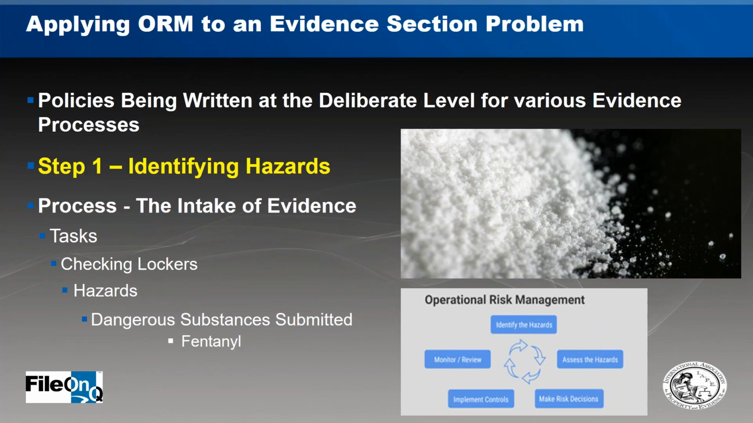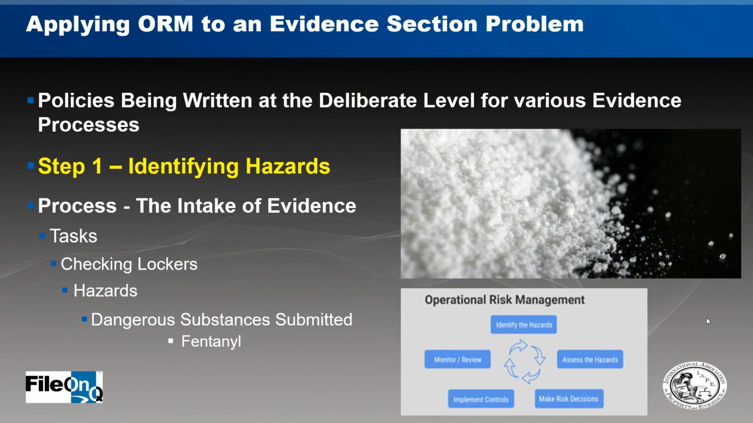So let's say we're writing the policies at the deliberate level, the standard operating procedure level of what we're going to do with this stuff when it comes in. You know, step 1 is identifying hazards. So the process that we're talking about is the intake of evidence. That's the overarching process. And one of the tasks of intaking evidence is checking lockers, and then are there hazards that go with that task? Identify those hazards. One of the hazards is dangerous substances being submitted. And again, one of those substances we find dangerous is the submission of fentanyl.